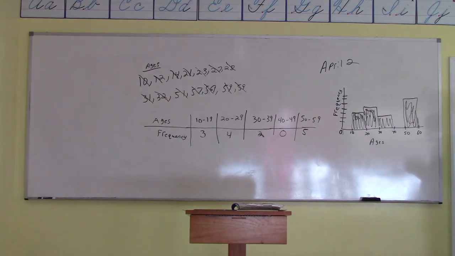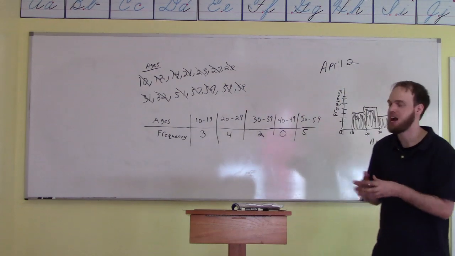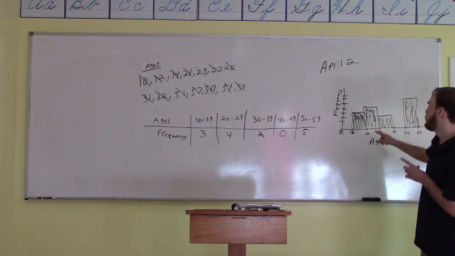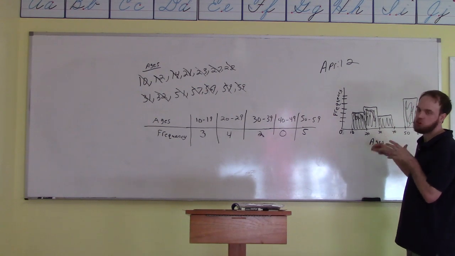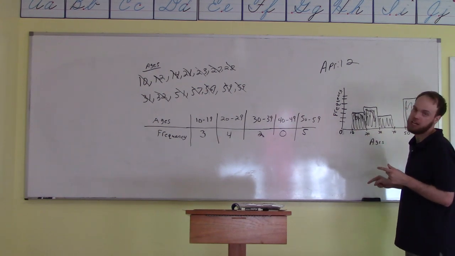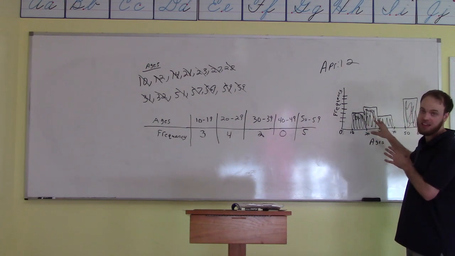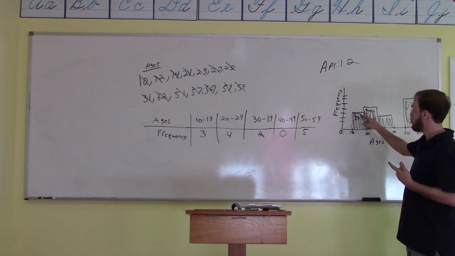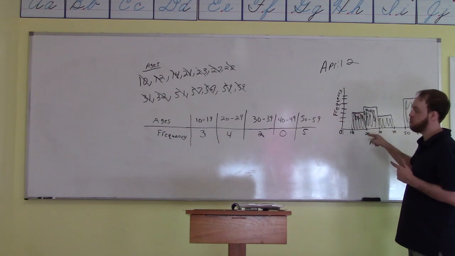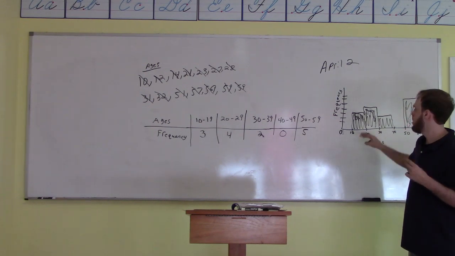So the first thing I want you to notice is that you're shading how many of them you had in each category. And so when I'm just looking at this information, I don't know what the particular number was 10 through 20. I don't know if it was 11, if it was 13, if it was 15. Just looking at this table, I don't know what the exact measurement was, but I know there were 3 of them from 10 to 20, 10 to 19. I don't know exactly what they were, but I know there were 3 of them.